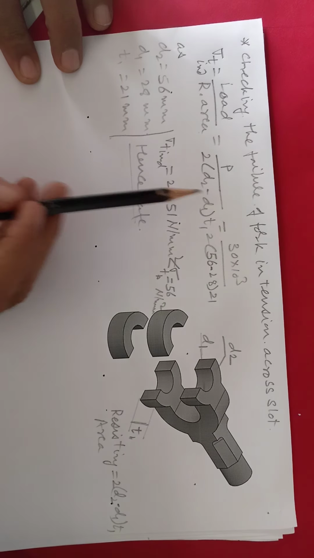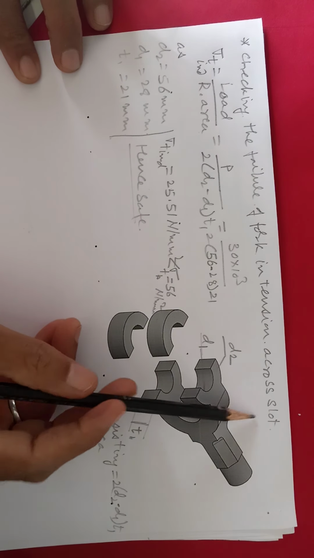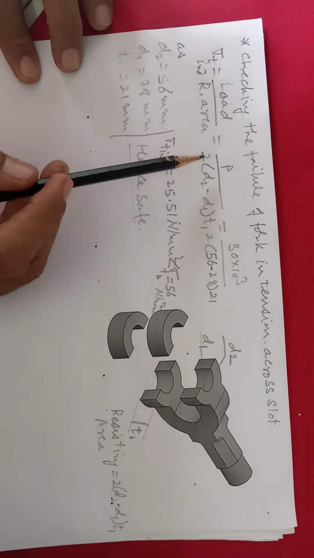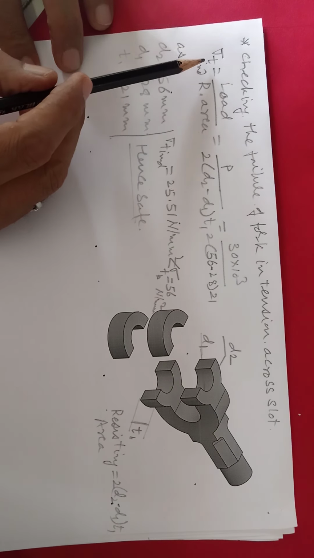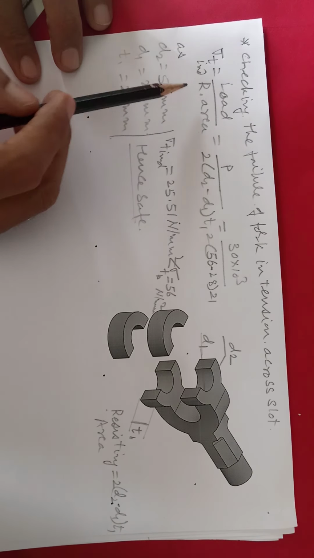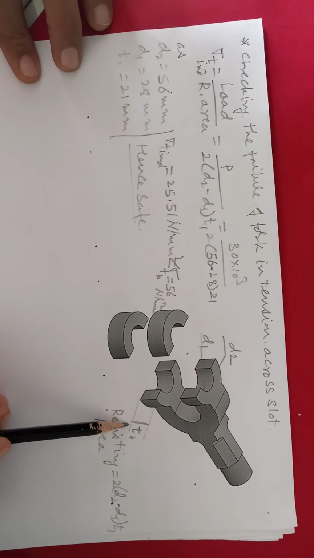Now checking the failure of the fork in tension across the slot. Sigma T induced is equal to load upon resisting area. Here the resisting area is calculated.